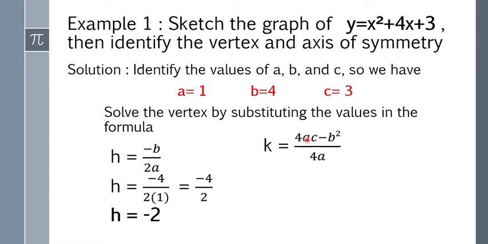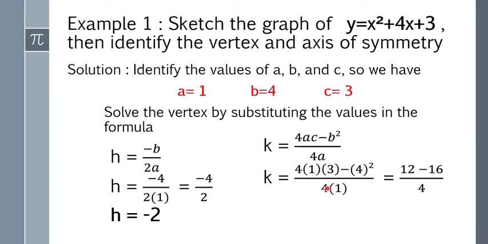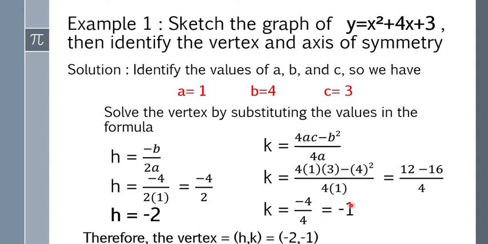How about the k? Substitute lang natin lahat itong values ng a, b, and c. Then simplify natin 4 times 1 times 3, so that is 12. Then minus 16 divided by 4. 12 minus 16 is negative 4. Divided by 4, it becomes negative 1. So therefore, the vertex is negative 2 and negative 1.